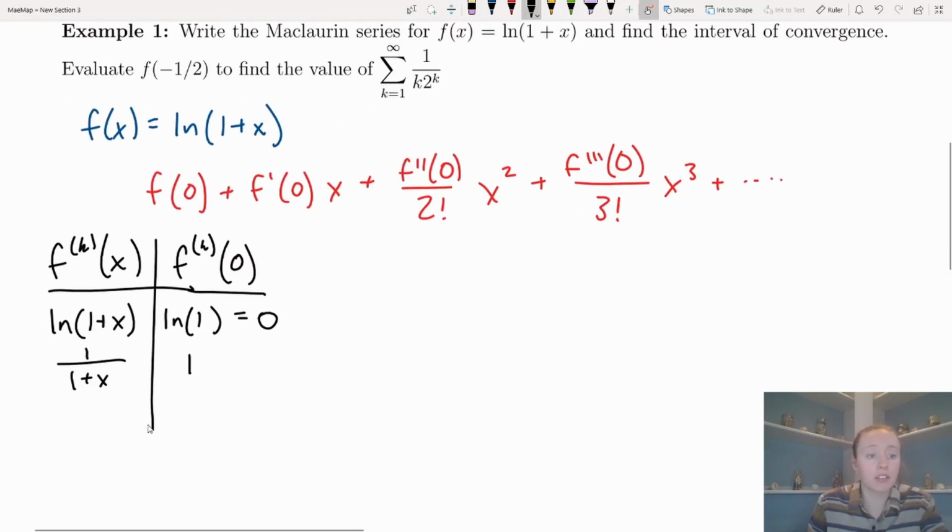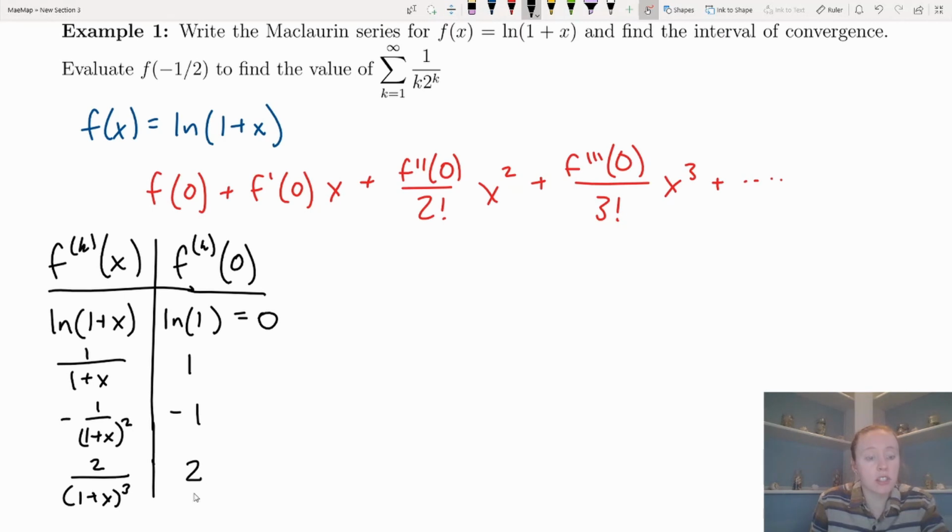Now, taking the derivative of that, this is like 1 plus x to the negative 1. So now we're going to have a negative 1 over 1 plus x squared. What's that going to give us? That's going to give us a negative 1. Taking the derivative of that, that's a negative 1 plus x to the negative 2, so that becomes a positive 2 over 1 plus x cubed, which, 1 plus 0 cubed is 1 cubed, 2 over 1 is 2.